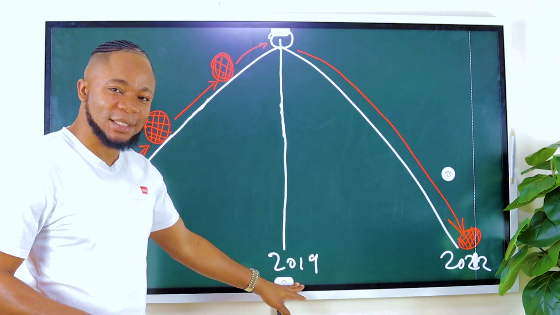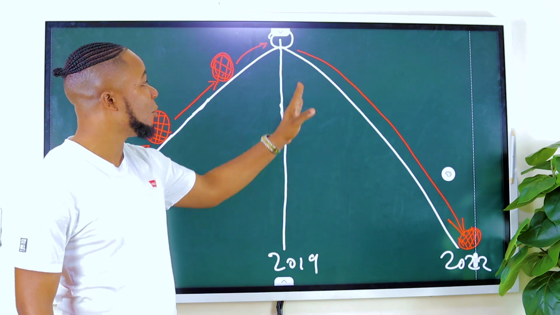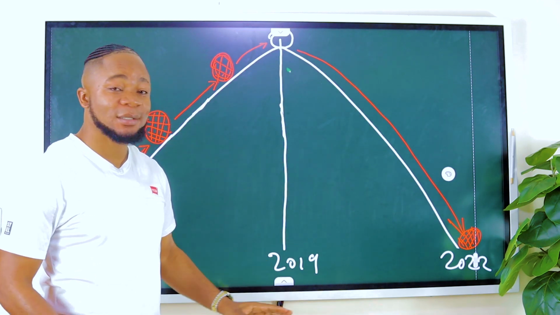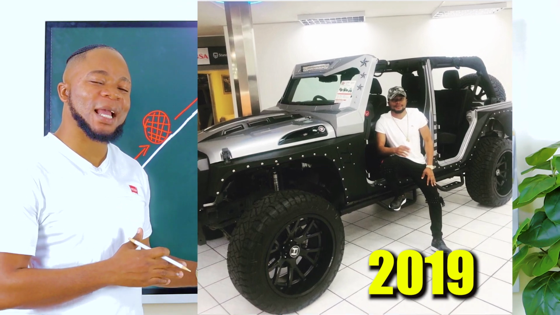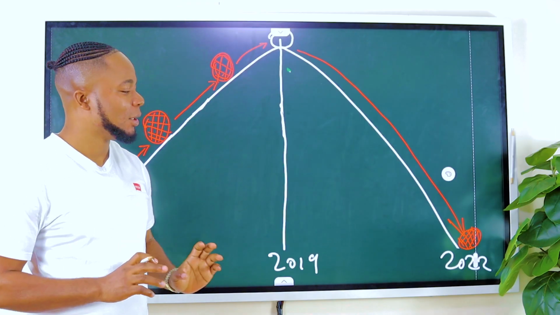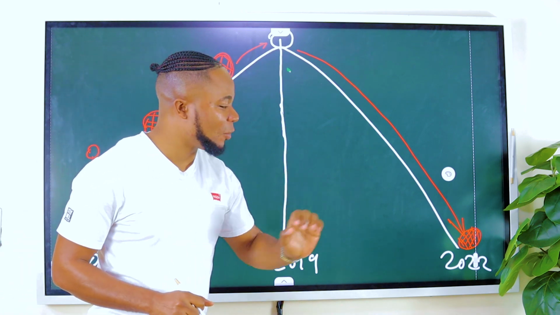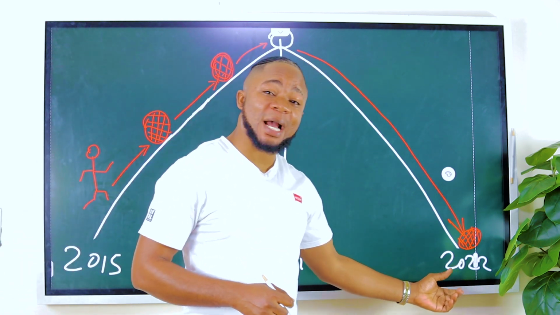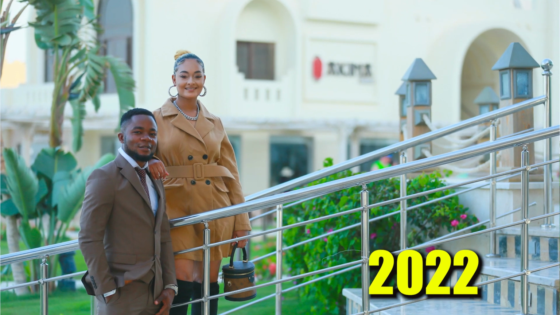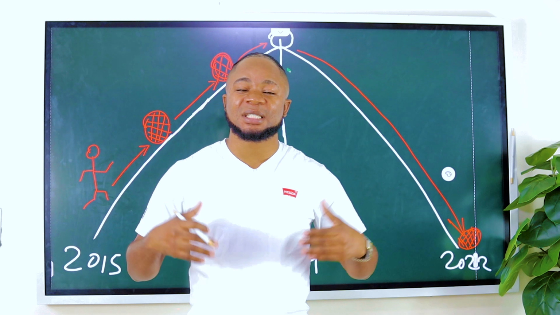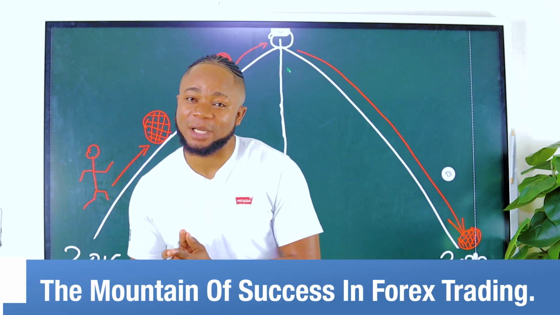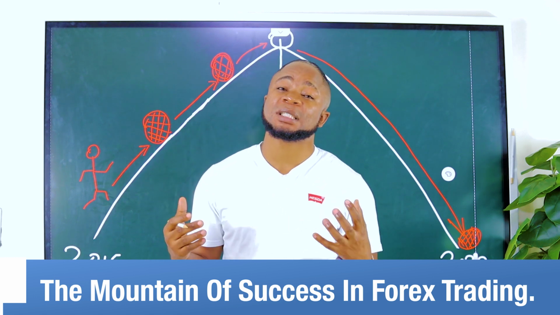Then in 2019, we've reached the peak of the mountain, the climax of the mountain. This is me in 2019 when I arrived at the top of that same mountain. Now, fast forward to 2022, where we are today. This is me in 2022. And what I've just explained using these pictures is what they call the mountain of success in Forex.